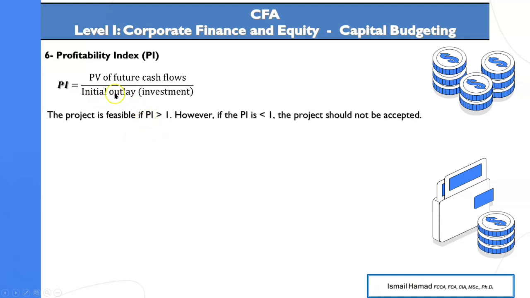So if the project profitability index is more than 1, greater than 1, we take the project. If it is less than 1, we reject the project.